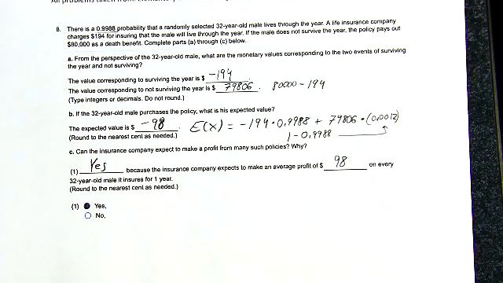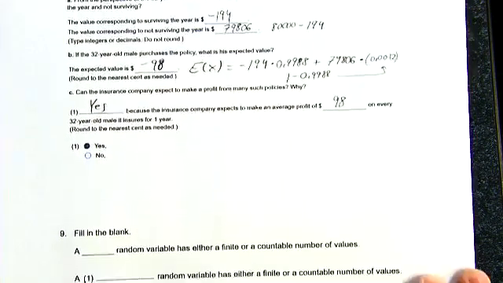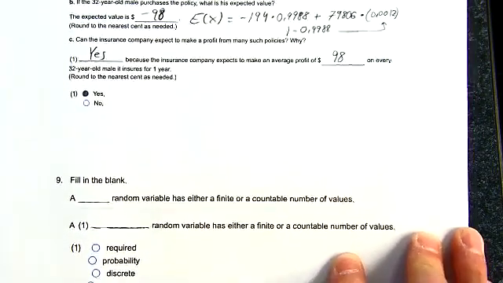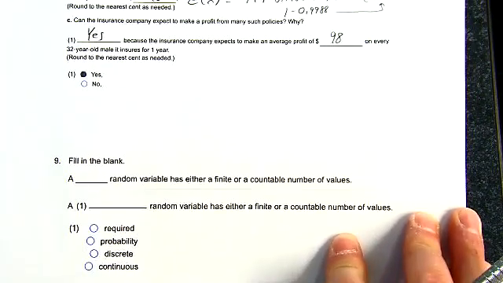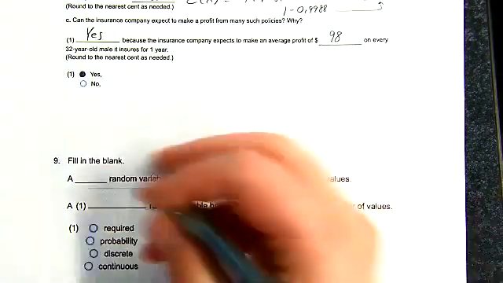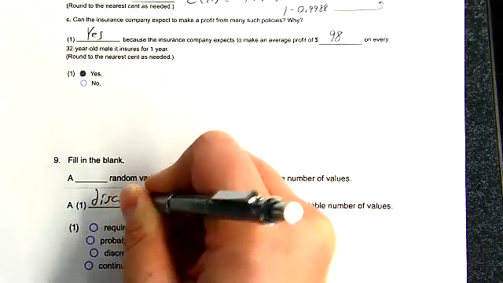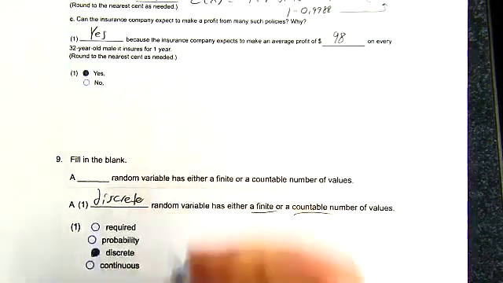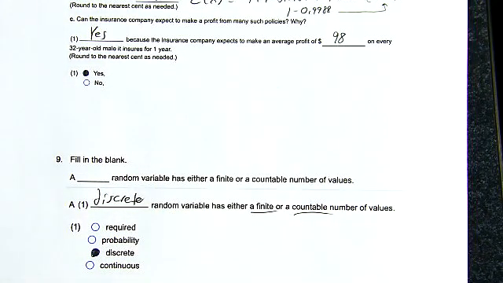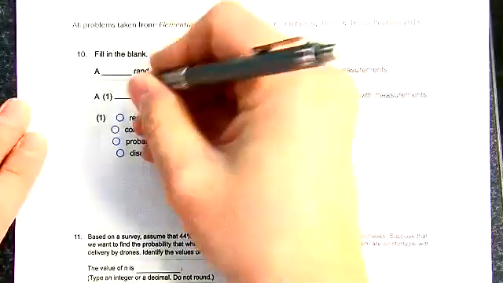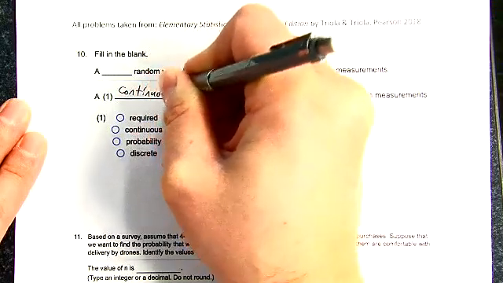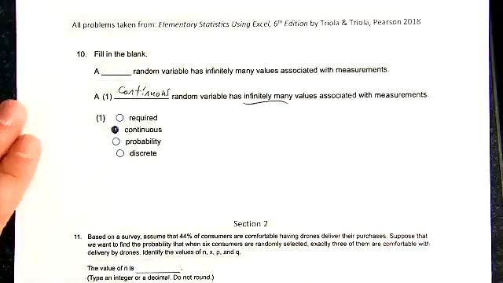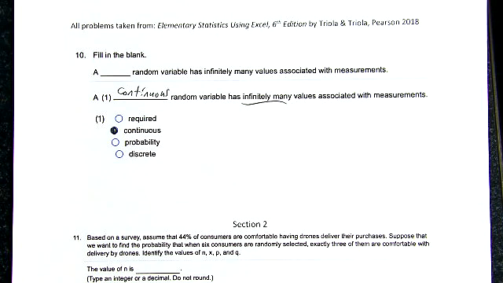Okay, so can't stress it enough. Expected value, hugely important in our lives. Let's finish the last two here. They're just word problems, vocab problems. A blank random variable has either a finite or countable number of values. That's our classic discrete. So when it says finite, countable, that's discrete. And then the last problem in this section is the opposite of discrete, which is infinitely many values. We called that continuous. Any questions there? That will complete section 5.1.